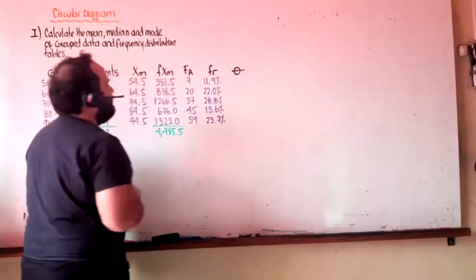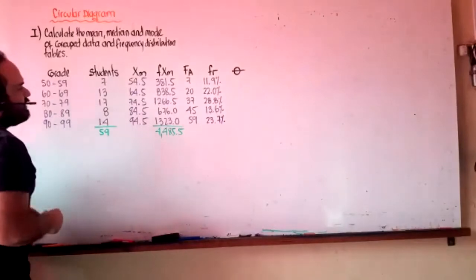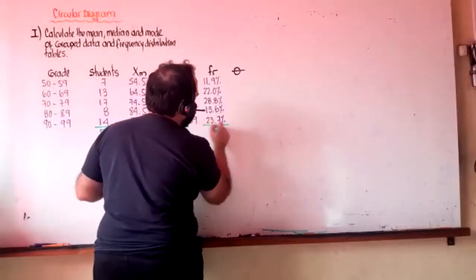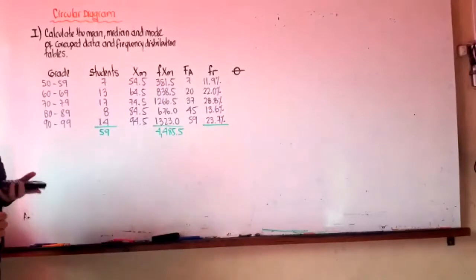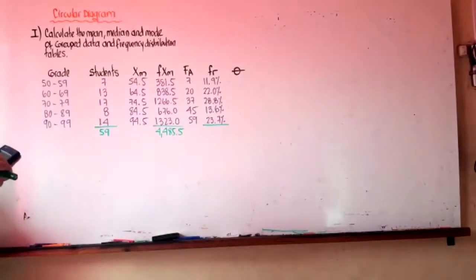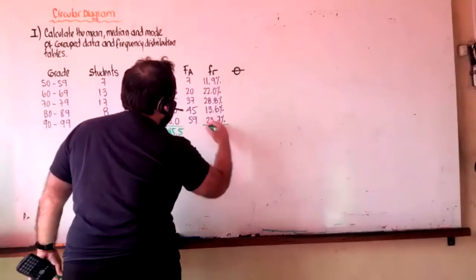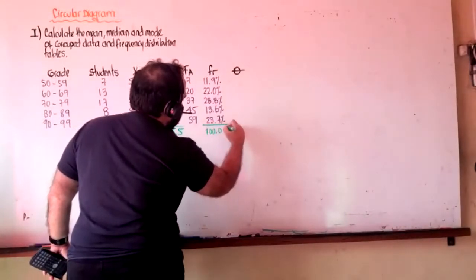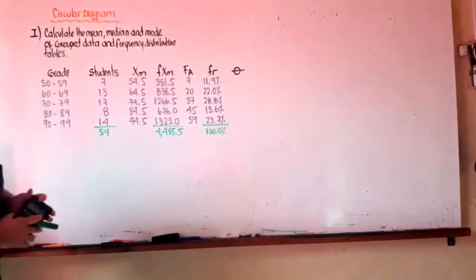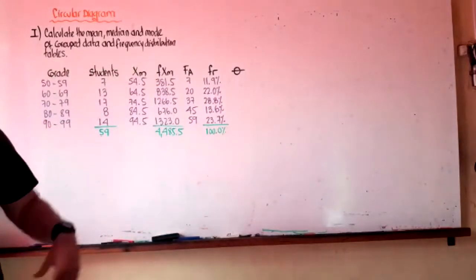And just to check your answer, we must add all these values, and the answer is supposed to give us 100% or approach 100%, just like the video that we studied yesterday. I mean 11.9 plus 22 plus 28.8 plus 13.6 plus 23.7. So the answer will be exactly 100%. All right. What does that mean? That means we are doing well. Next step, the next column.